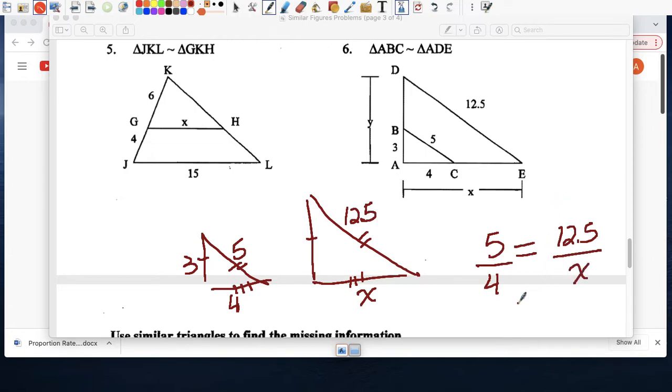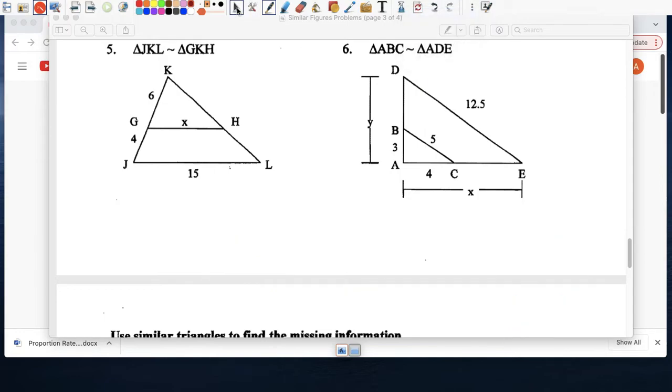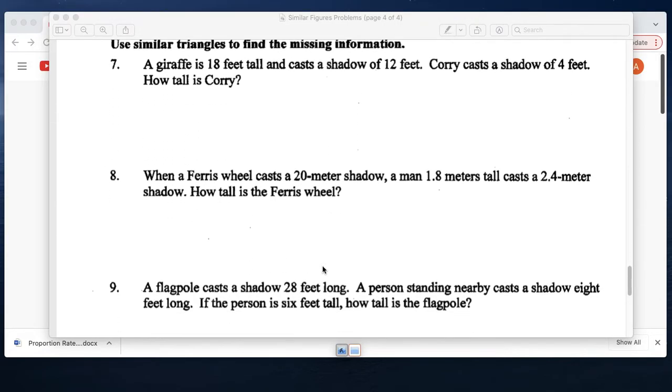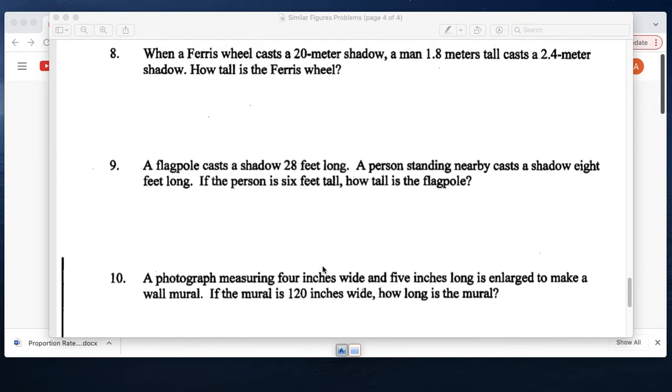Corresponds to x. Well, 5x equals 12.5, 2550. Divide both sides by 5, and x equals 10. Alright, so a few word problems.